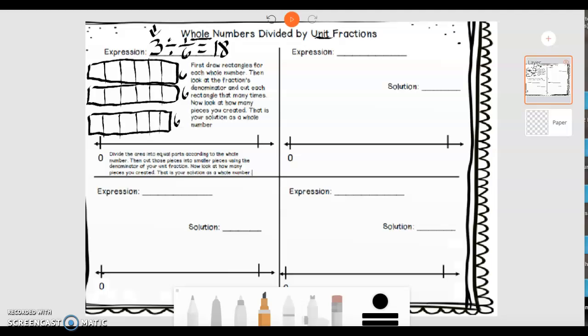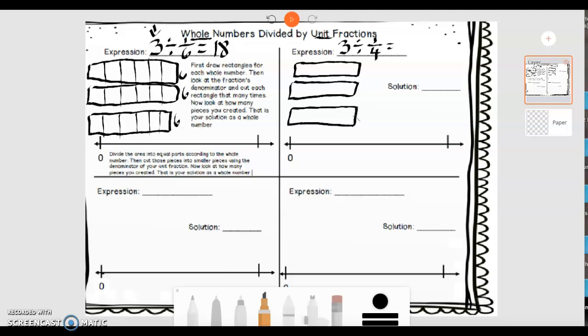Let me give you another example. On this one, let's do 3 again so that we can see it. And this time we're going to divide it by our unit fraction, 1/4. And we have to figure out what that equals. Again, first I'm going to draw the rectangles. Let me see if I can draw better rectangles here. 1, 2. There are my 3 rectangles. Then I'm going to cut each rectangle into 4ths because I'm looking at the denominator.